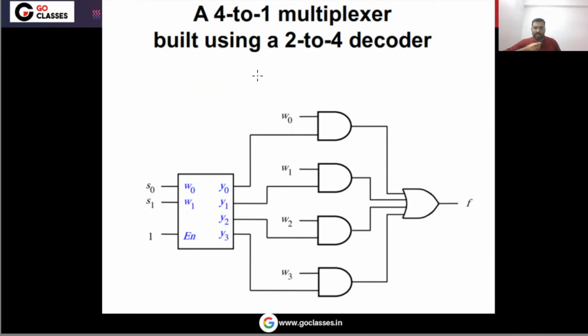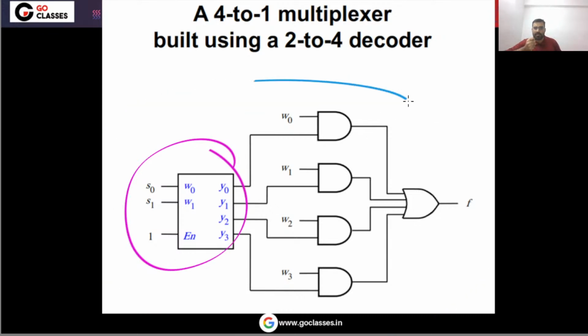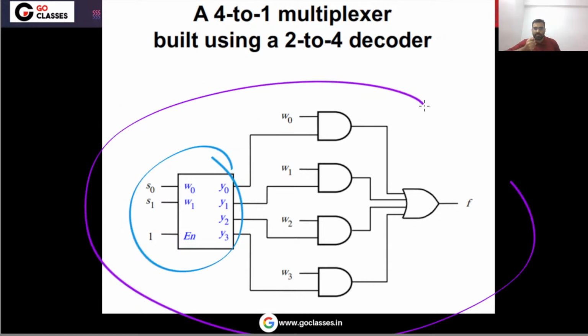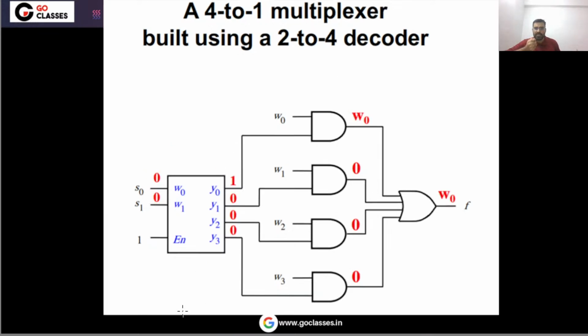This is a 4 by 1 multiplexer we have created from decoder. Can you notice? This is a 4 by 1 multiplexer. We have created this using decoder, from a 2 by 4 decoder. This is the decoder, and this is the multiplexer. So from decoder, we have created multiplexer. And very simple, this is the analysis.